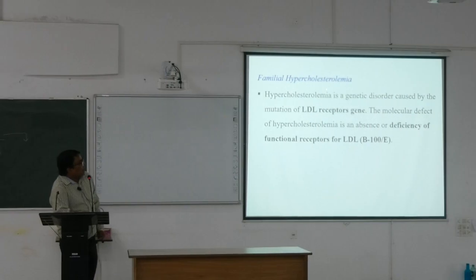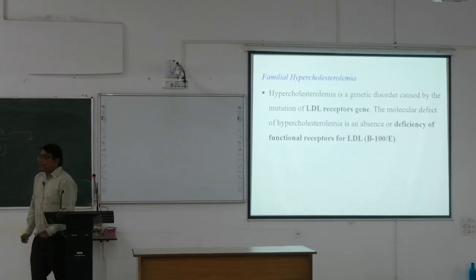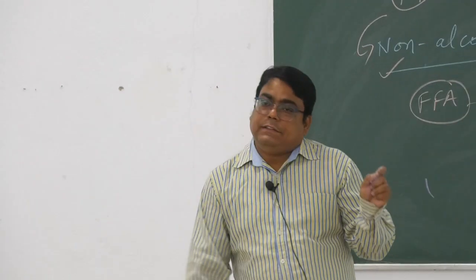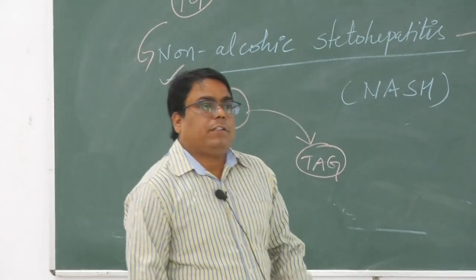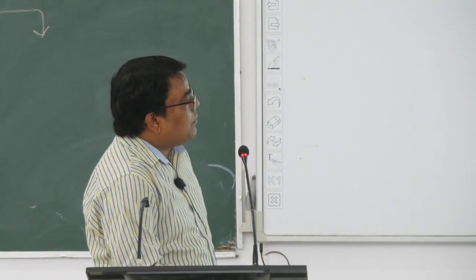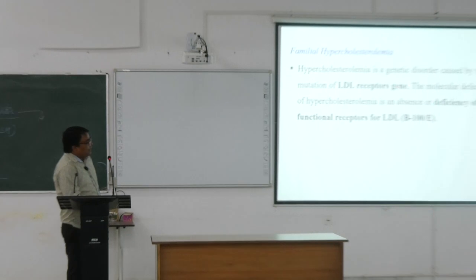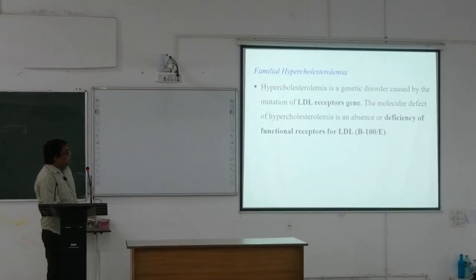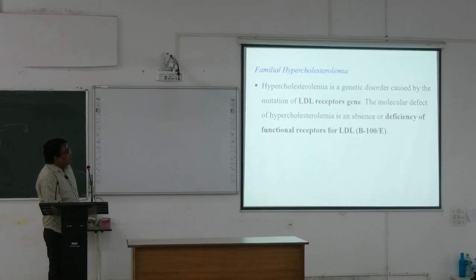Familial hypercholesterolemia. What is familial hypercholesterolemia? It is a genetic disorder caused by mutation of the LDL receptor genes. When there is a defect in the gene, it causes hypercholesterolemia due to the absence of functional receptors for LDL, like ApoB100 and ApoE. Okay?